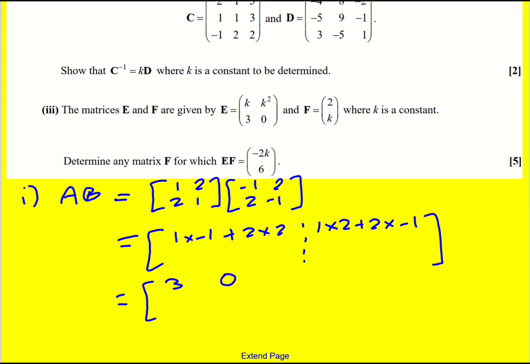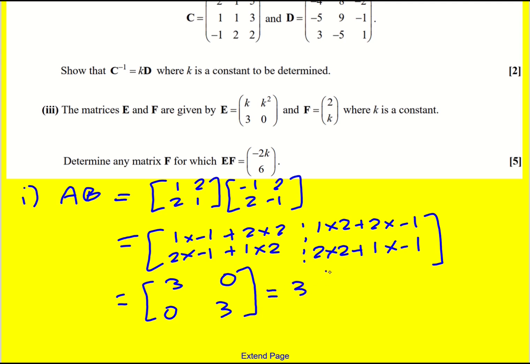That's reassuring because we're trying to get a multiple of the identity. So you can almost know that it's going to be 3 and 0 now, but let's just check it. Then we go along the second row and down the first column. So 2 times minus 1 plus 1 times 2. Yep, that's going to give 0. And then finally, second row, second column, 2 times 2 plus 1 times minus 1, which is going to give us 3.